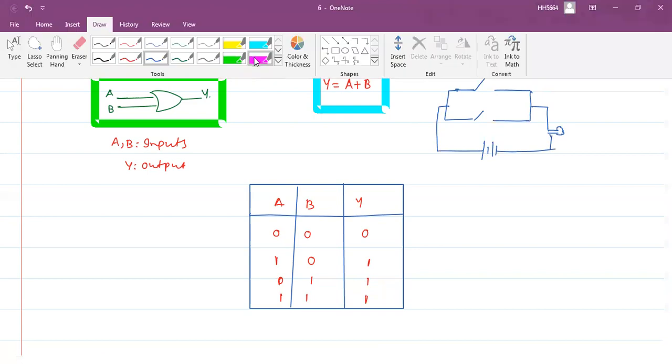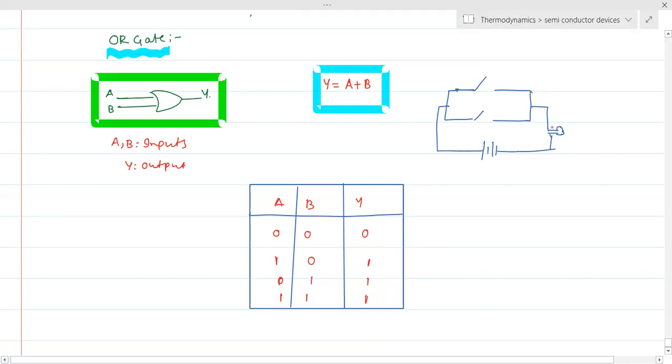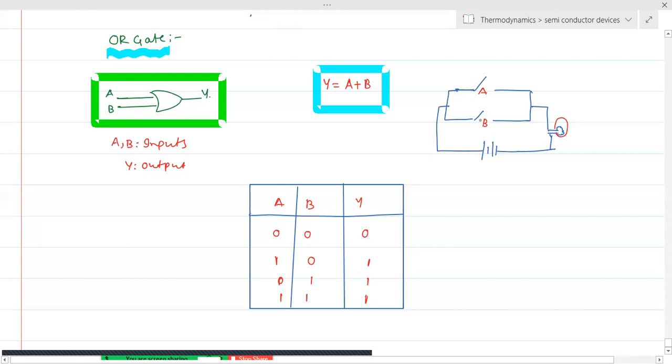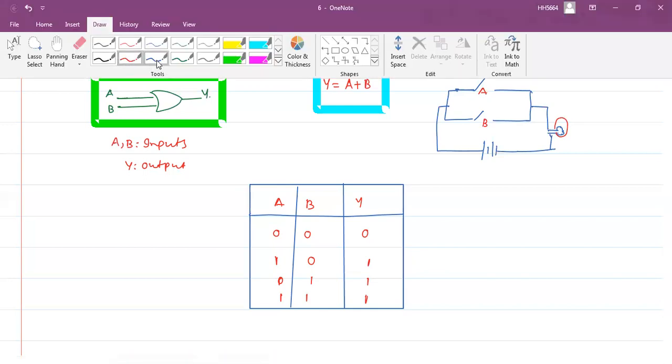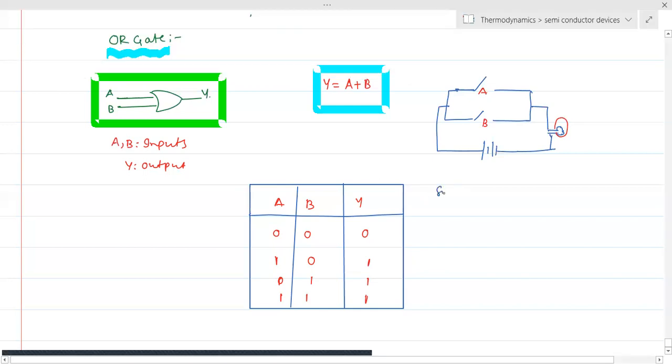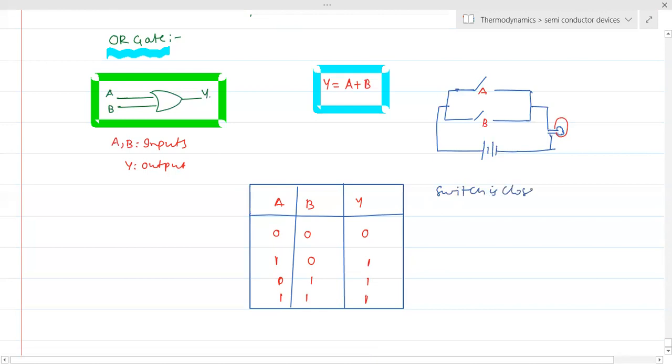So the entire system is connected to a bulb. Here it should be remembered that this is A and this is B. Already we discussed, when the switch is closed, it can be read as 1.